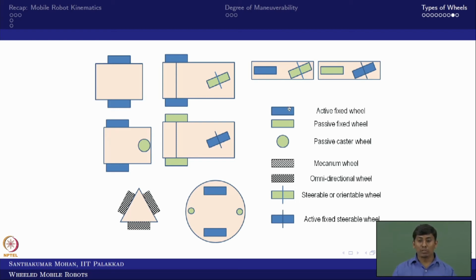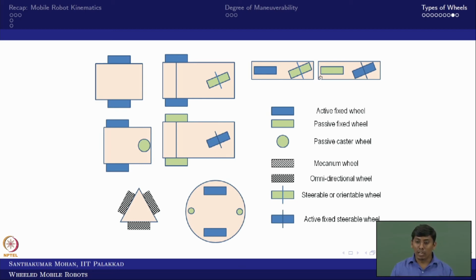Some people would use a solid fill, that would be an active wheel. If it is a light color or no fill, that is a passive fixed wheel. All the caster wheels they put as green. And a Mecanum wheel would be hatched with inclined lines, whereas omnidirectional is hatched with dots and blank. And the steerable, or orientable, wheel would be shown with 1 axis on that. In that sense, this is steerable, and it can be filled with a solid color, then that is active. Now based on that, you can see several configurations I put here.